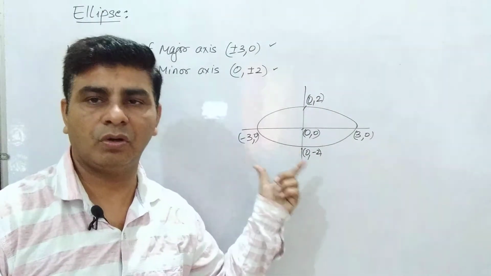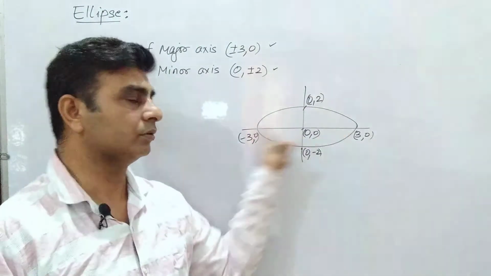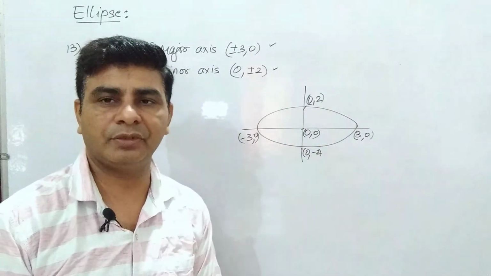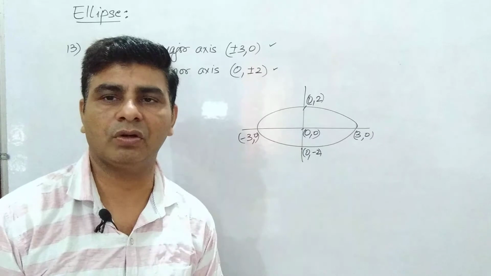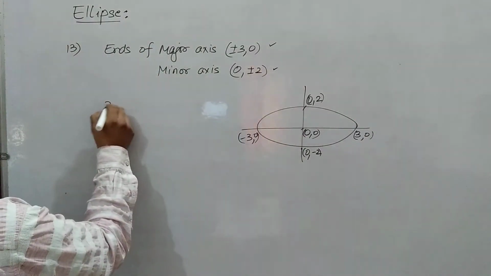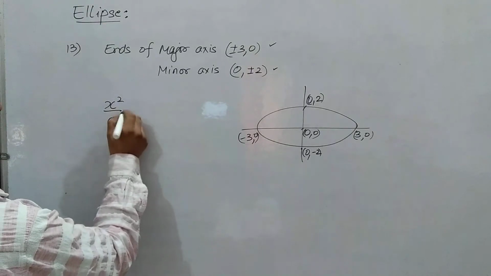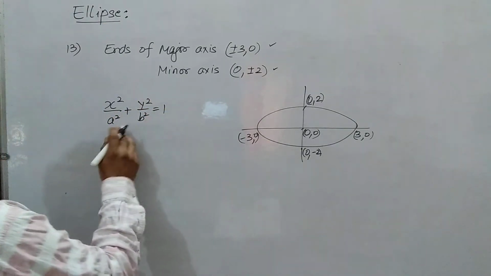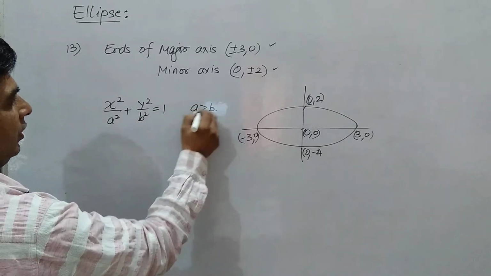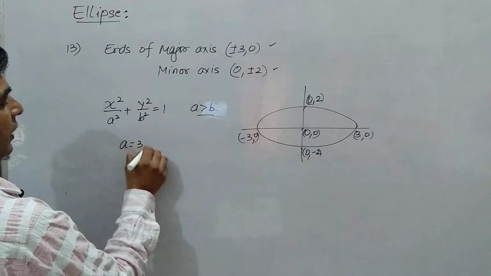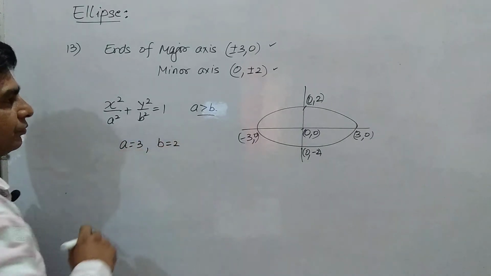This is your horizontal ellipse because the major axis is lying along the x axis, and the ellipse is also along the major axis. So this is a horizontal ellipse and the equation is given by x square by a square plus y square by b square is equal to 1, where a is always greater than b, and so the value of a is given here as 3 and the value of b is 2.